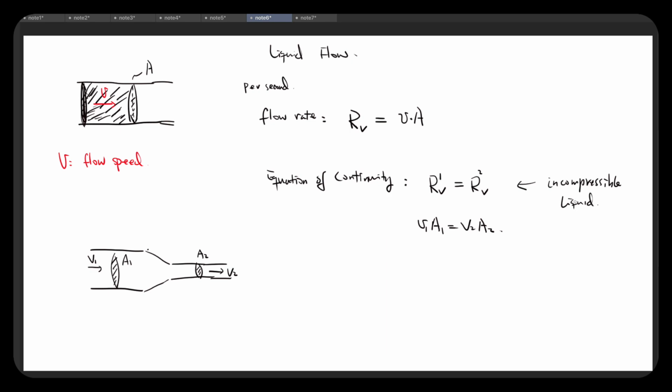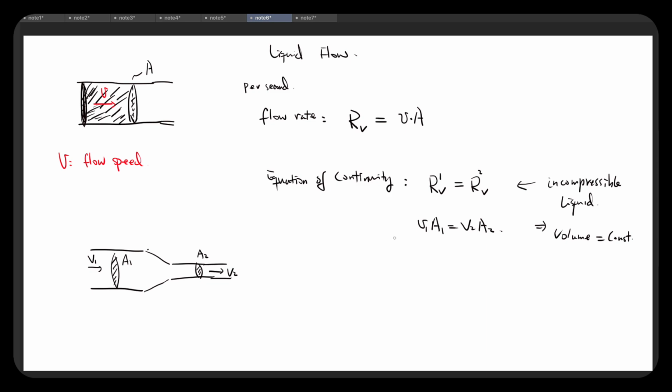Which means that the volume is a constant, so it doesn't change. So the liquid volume doesn't change. So that's why we must have this equation of continuity for the relation between the two speeds in the two areas.